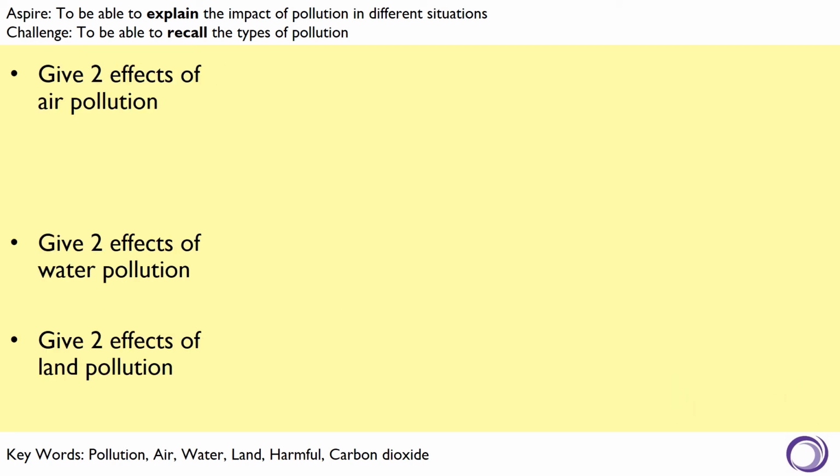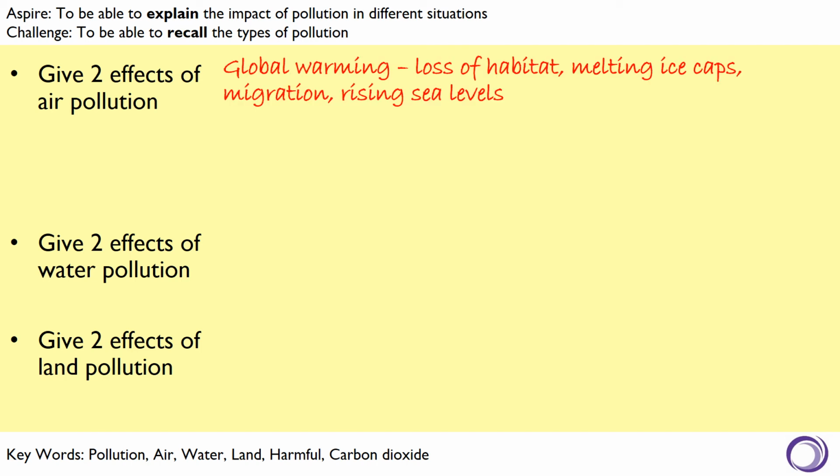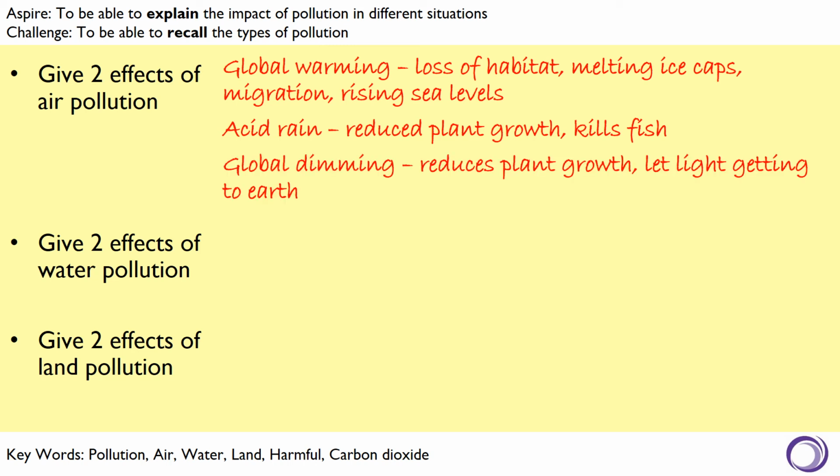So you could have had any two of the following for the effects of air pollution: global warming and its linked effects, loss of habitat, melting ice caps, migration, rising sea levels, acid rain, reduced plant growth and killing fish, or global dimming, reduced plant growth and less light getting to the earth.